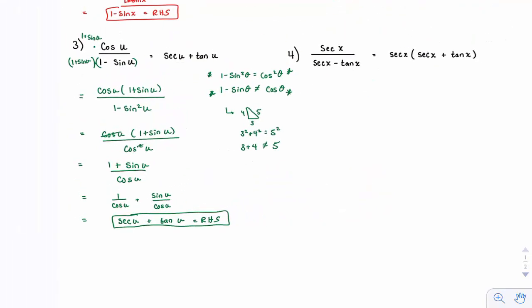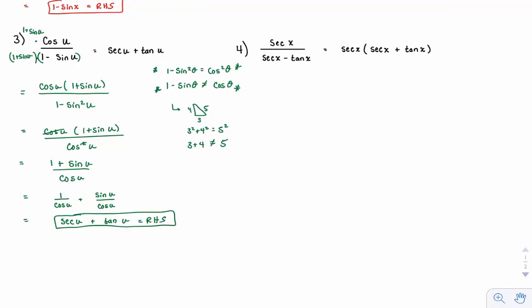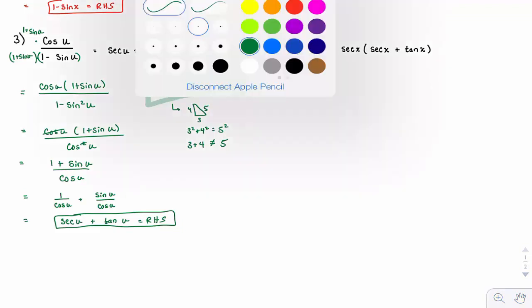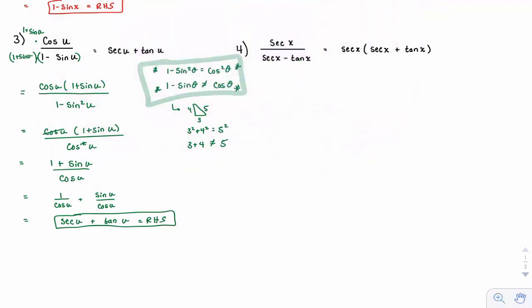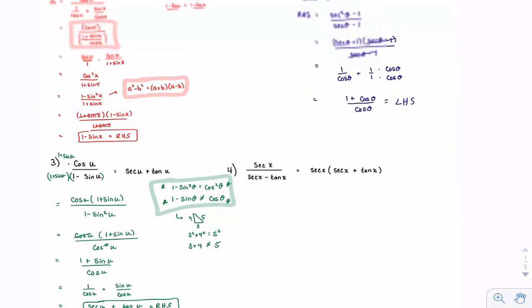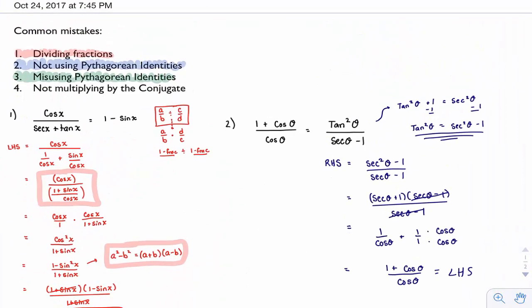So again, don't forget to multiply by the conjugate. And also, as I was trying to bring up in this problem, understand this: you have to use your Pythagorean identities. You must have your terms squared. If they're not, then please don't use your Pythagorean identities. They're not an identity.